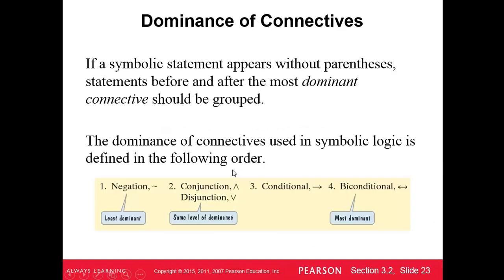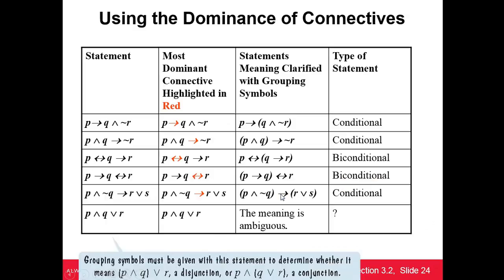Now we do need to think about what's called dominance of connectives. If you do see a string of symbolic notation and there are no parentheses there, how are you supposed to know which part you do first? The statements before and after the most dominant connective should be grouped together with parentheses. The least dominant is negation, then it's the conjunctions and disjunctions, then the conditional and the biconditional.